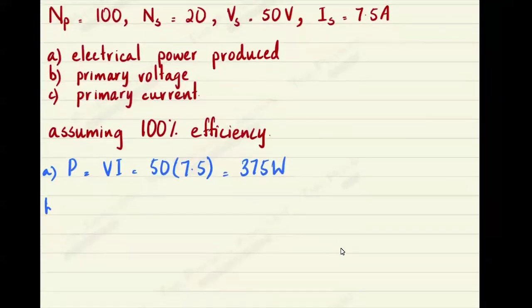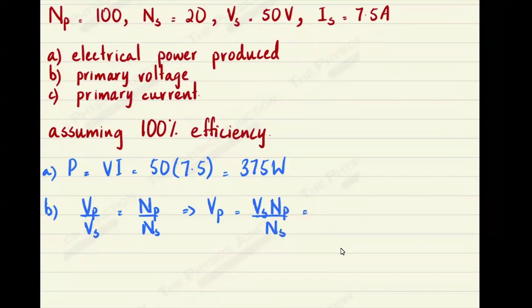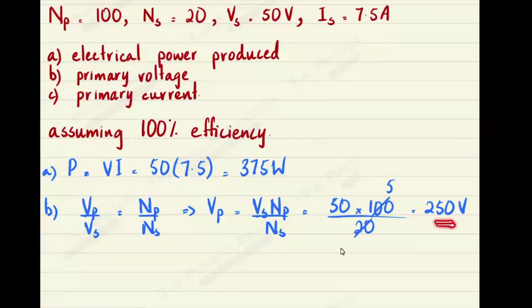Primary voltage, so again, Vp over Vs equals Np over Ns. So Vp is then equal to Vs Np over Ns. Vs is 50, Np is 100, Ns is 20. This is 5, and 5 times 50 is 250 volts. Again, this makes sense that the voltage at the primary must be more than the voltage at the secondary because we're stepping down the voltage.